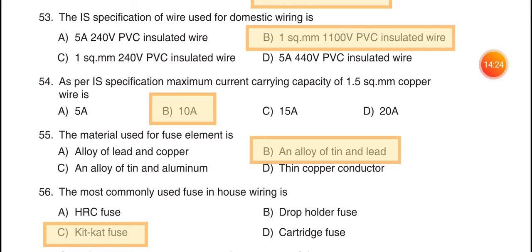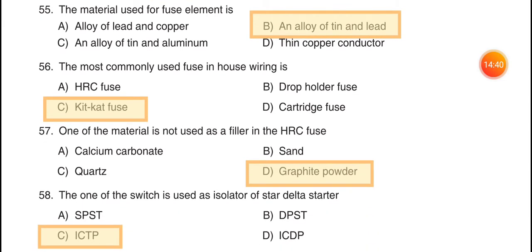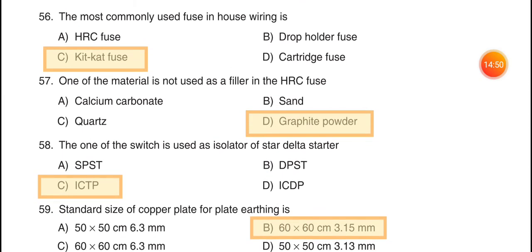1100 volt PVC insulated wire. 54. As per IS specification, maximum current carrying capacity of 1.5 square mm copper wire is option B, 10 ampere. 55. The material used for fuse element is option B, an alloy of tin and lead. 56. The most commonly used fuse in house wiring is option C, KitKat fuse.